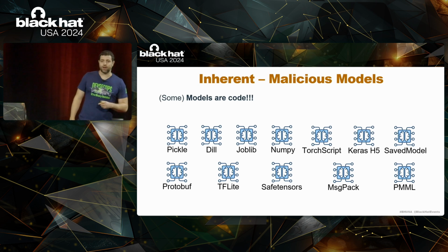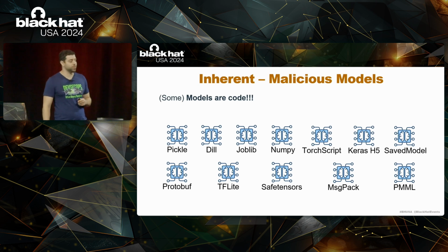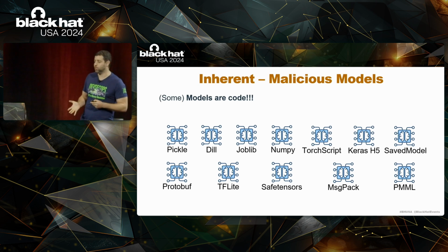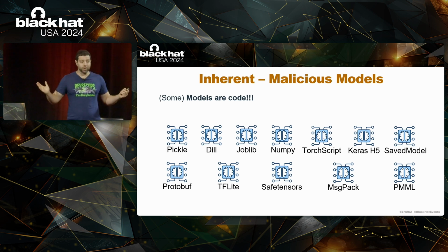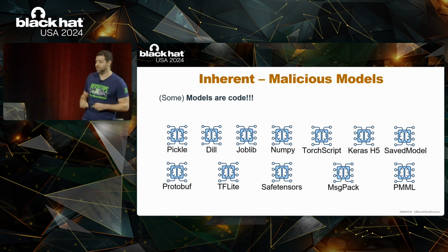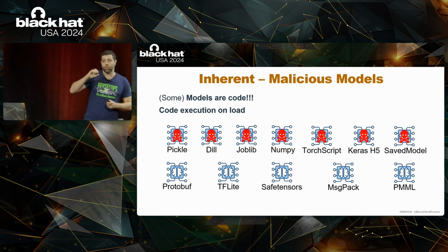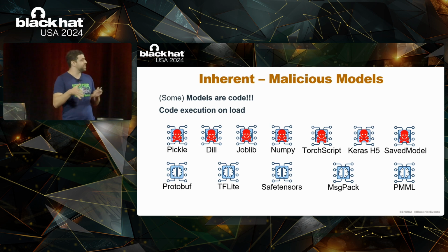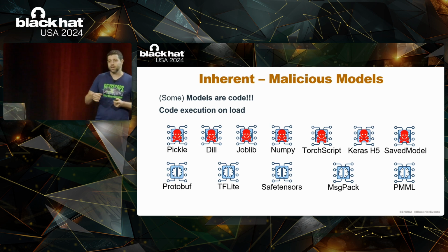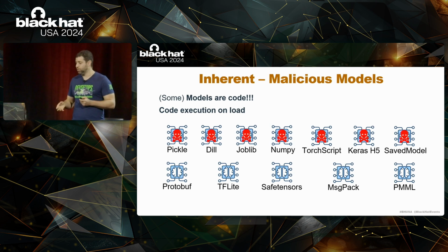OK, so let's start with some inherent vulnerabilities in machine learning. This is probably the most well-known one, but it's also the most dangerous one. Models are code. So what does that mean? Some model formats actually support code execution on load as a feature. You would think a model is just data, but no. When you load these specific model formats, they could be rigged to execute code.